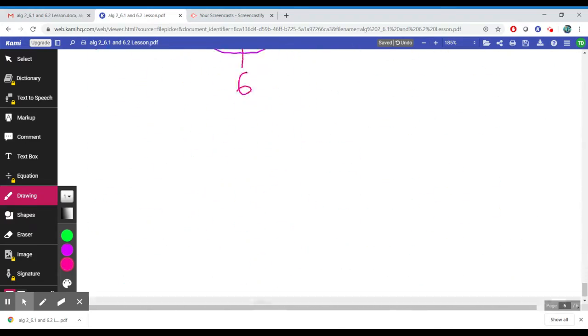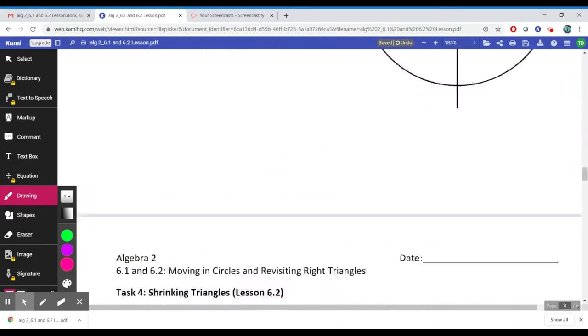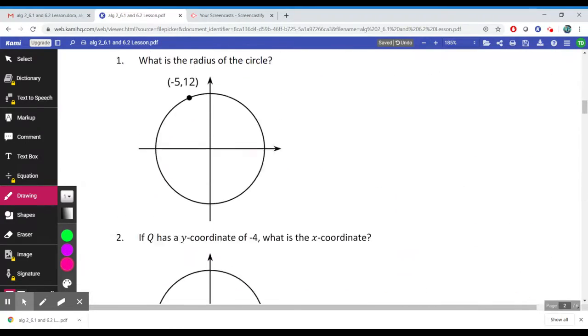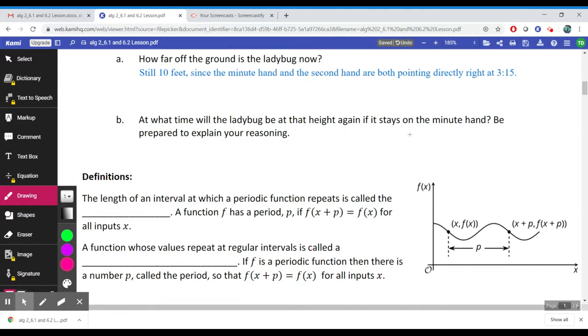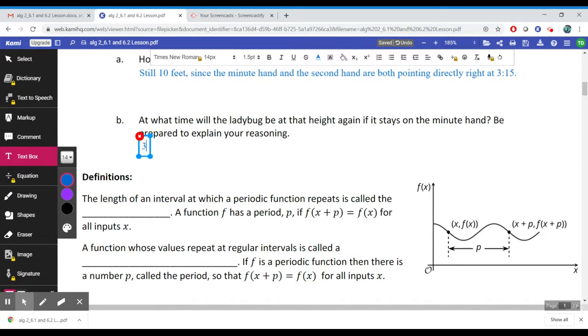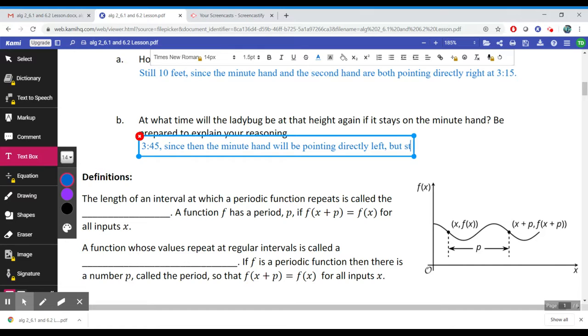Kind of looks like a Pokeball, doesn't it? So going back to answer our question, at what time will the ladybug be at that height again? Well, when the minute hand is pointing directly to the right, it will be 3:45. I'll say, since then, the minute hand will be pointing directly left, but still at the same height.